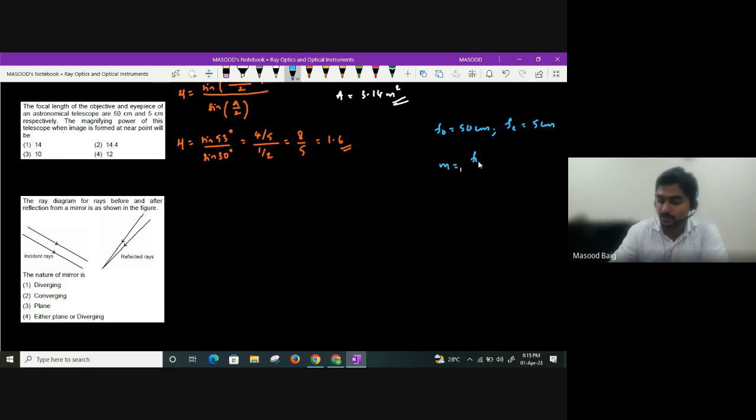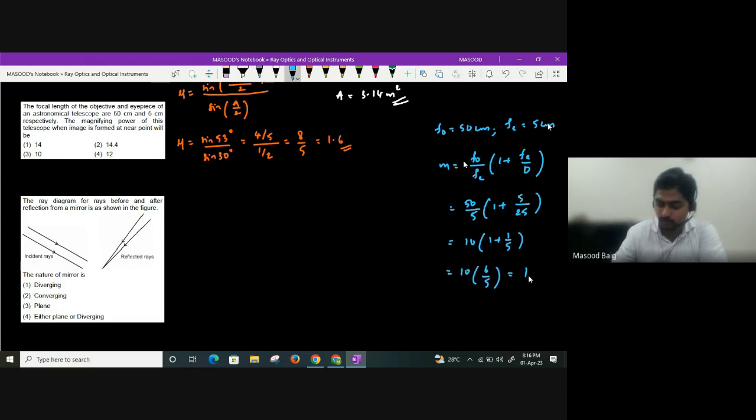It is basically given as F naught by Fe into 1 plus Fe by D, or not? Yes or no, all of you? Minus F naught by Fe. Minus indicates that it is an inverted image again. So what is F naught value? 50 by 5 into 1 plus Fe value 5 by D value 25. So I'm going to get 10 into 1 plus 1 by 5, which is 10 into 6 by 5, which will be 12, guys. Clear? Direct equation again.